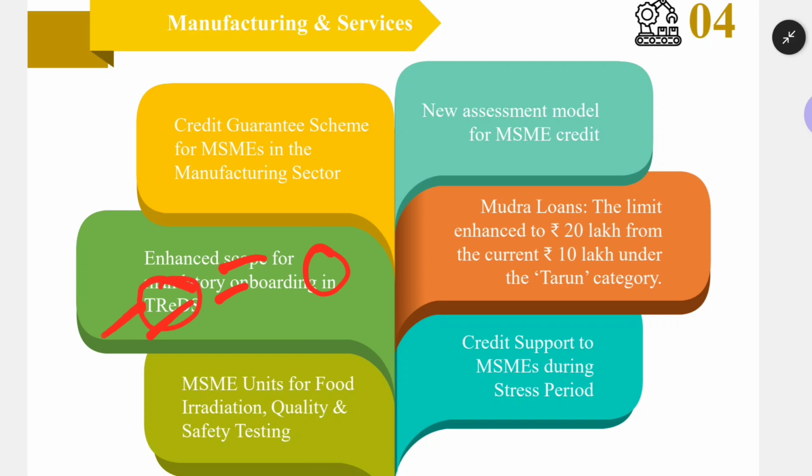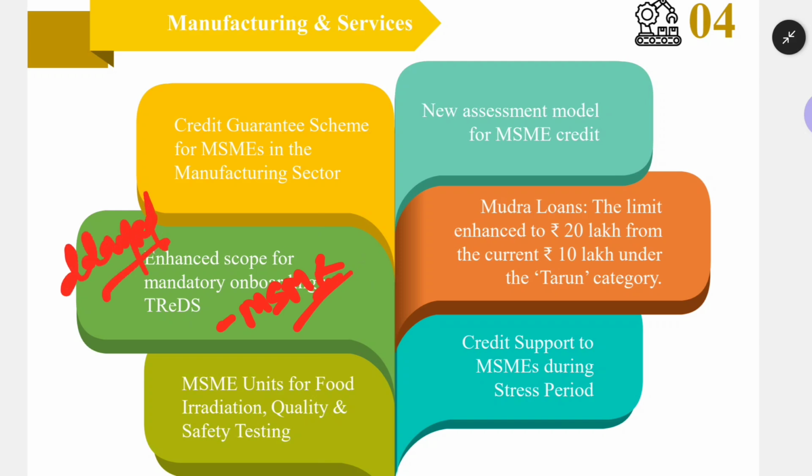TREDS stands for Trade Related Electronic Discounting System. Basically, this particular scheme has been launched for MSME in order to solve the problems of delayed payments. Solve the problems of what? Delayed payments. Okay, remember this point.